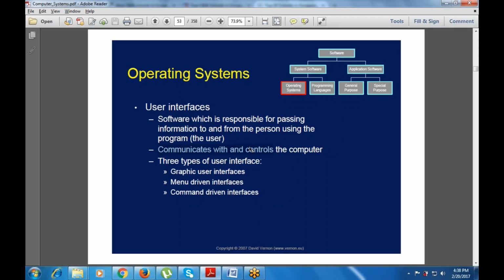The user interface is the software that is responsible for passing the information to and from the system or from the person using the program. The operating system also communicates with and controls the system. And there are three types of user interfaces: one is the graphical user interface, one is the menu-driven interface, one is the command-driven interface.